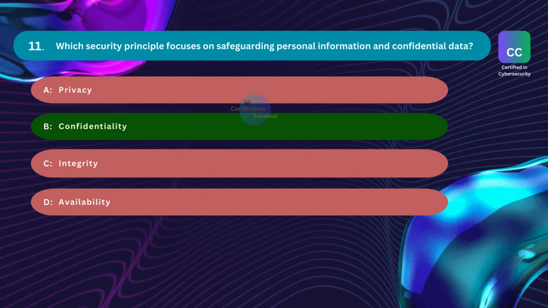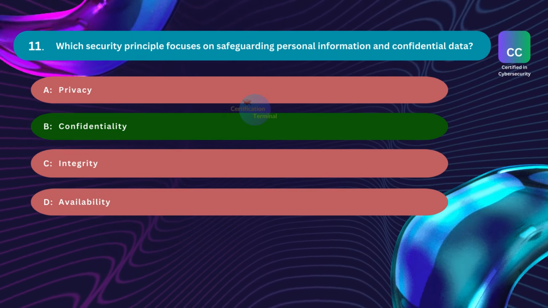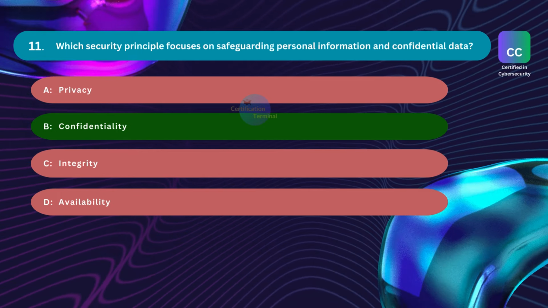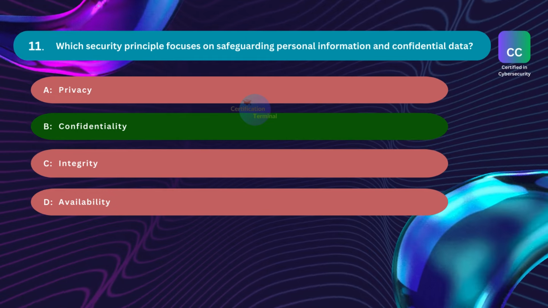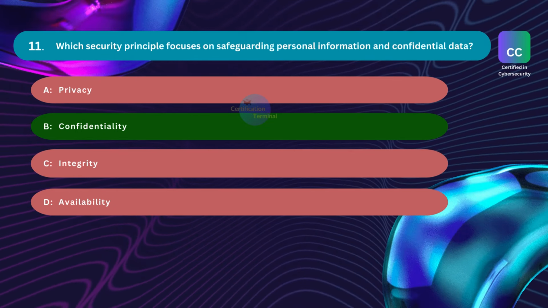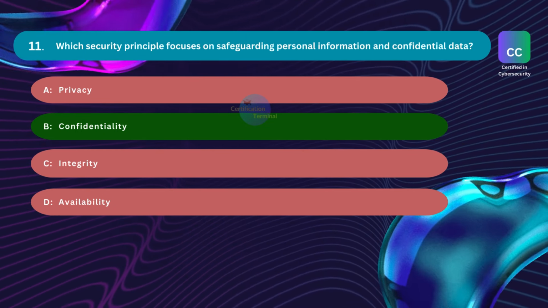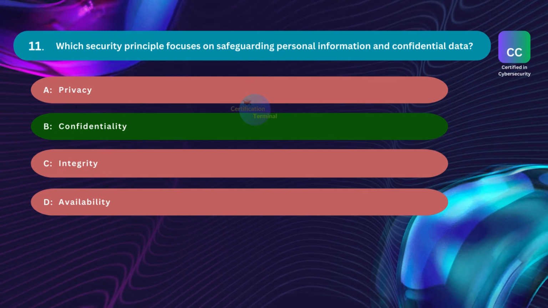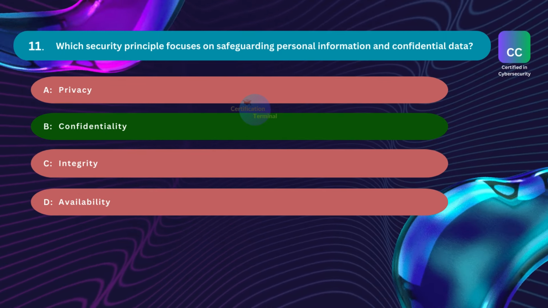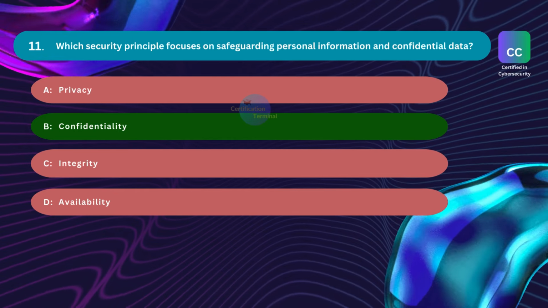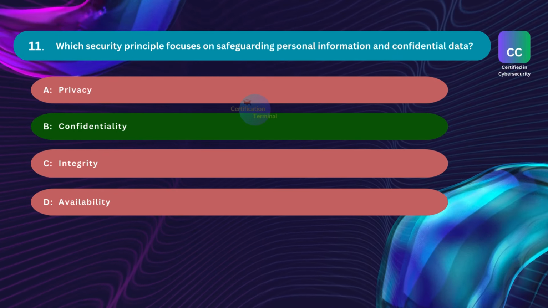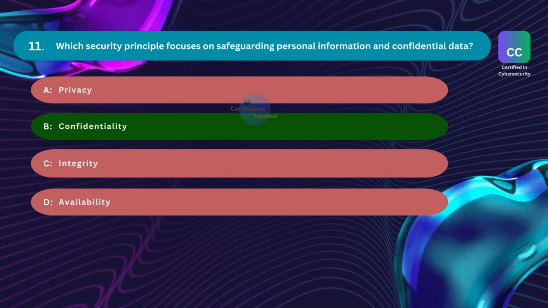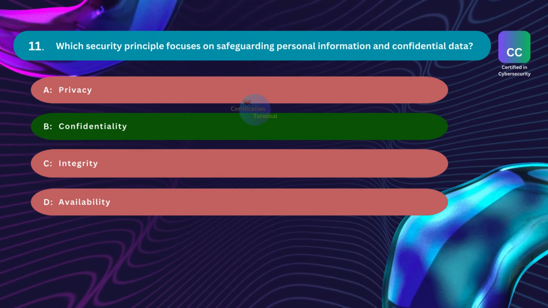Option D, Availability, is incorrect. Availability is the security principle that ensures that information and resources are accessible when needed. While availability is crucial, especially in preventing denial of service attacks, it is not the primary focus when safeguarding personal information and confidential data. The primary concern in this context is preventing unauthorized access or disclosure, which falls under the principle of confidentiality.